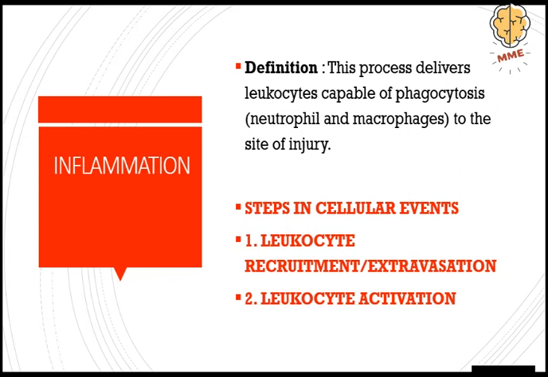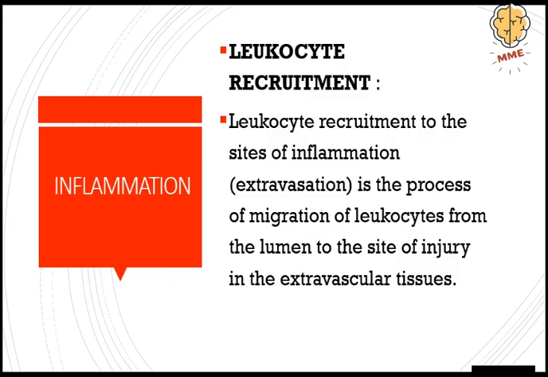So what is the definition of leukocyte recruitment? Leukocyte recruitment to the sites of inflammation is the process of migration of leukocytes from the lumen to the site of injury in the extravascular space. Here, these leukocytes perform the key function of eliminating the offending agents. The most important leukocytes in typical inflammatory reactions are the ones capable of phagocytosis, namely, as I have already said, neutrophils and macrophages. These leukocytes ingest and destroy bacteria and other microbes as well as necrotic tissue and foreign substances. Leukocytes also produce growth factors that aid in repair.